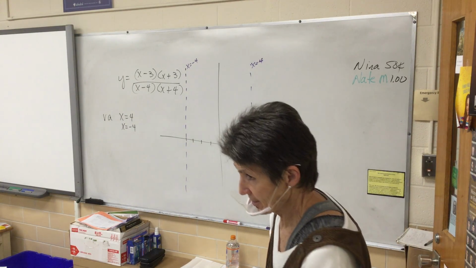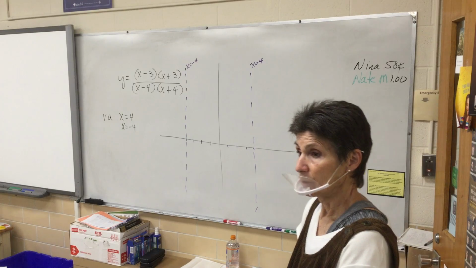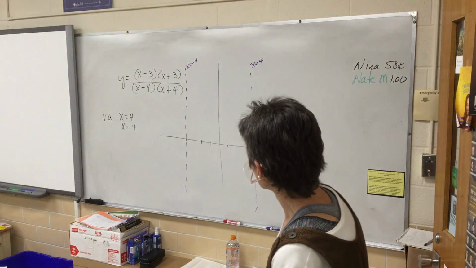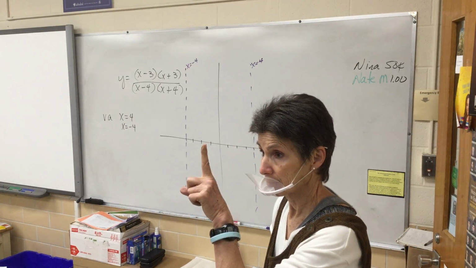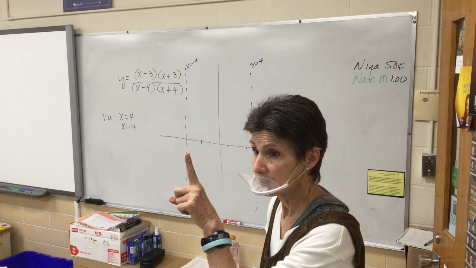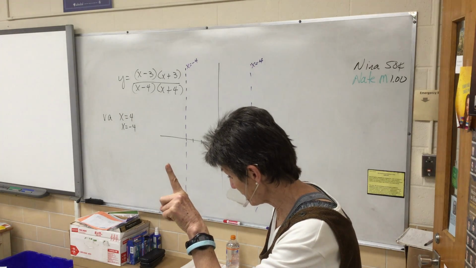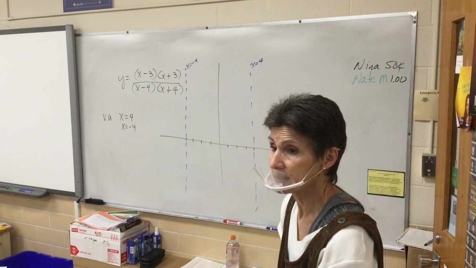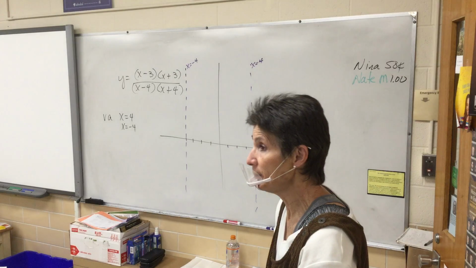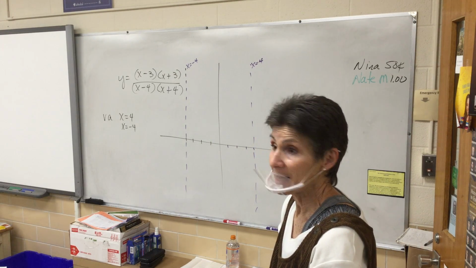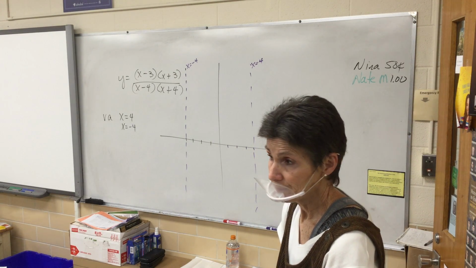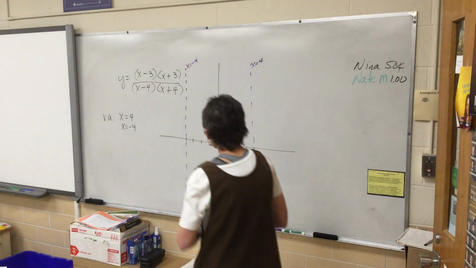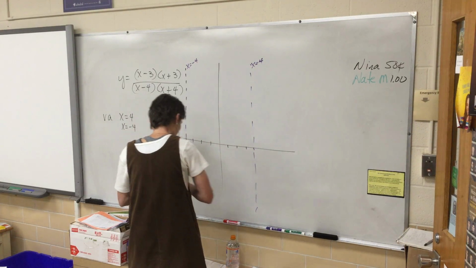Where's the horizontal asymptote? Wait, is this not number 1? We're doing number 2. So the horizontal asymptote is y equals 1 because you have x squared over x squared. So we've got a horizontal asymptote at y equals 1.